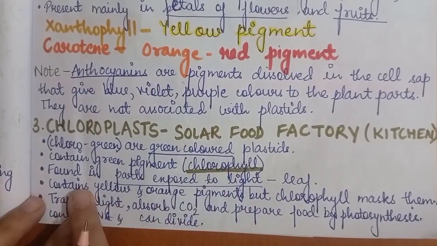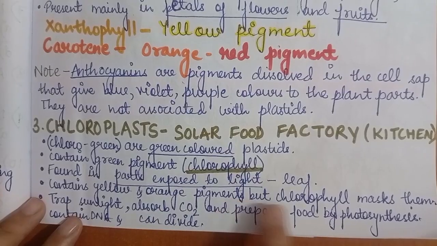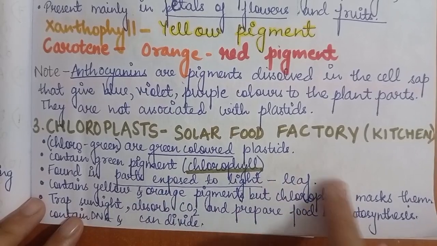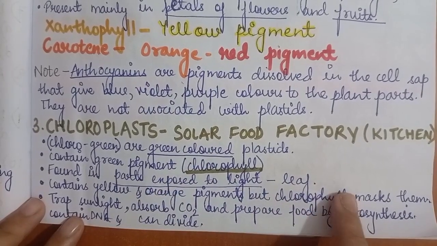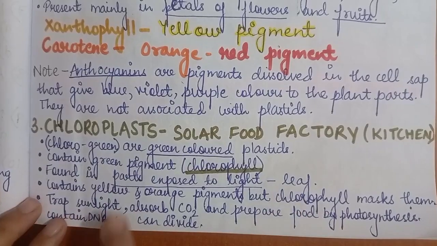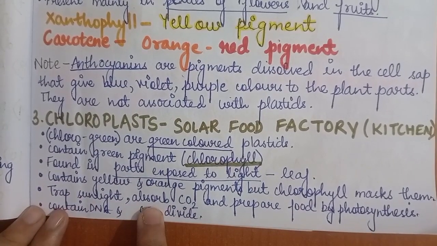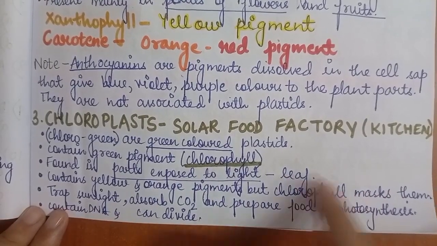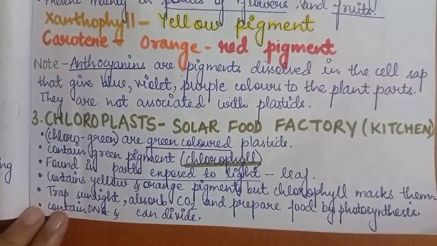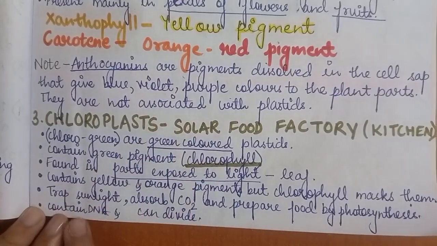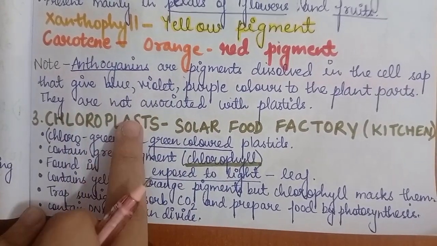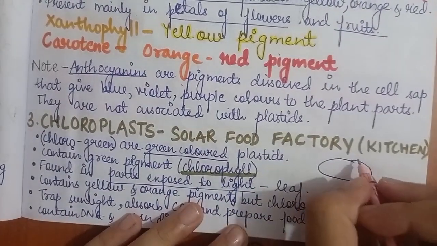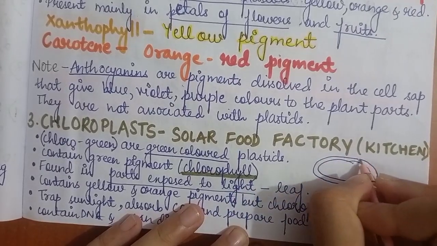They contain yellow and orange pigments also, but chlorophyll masks them, meaning these pigments are present in chloroplasts, but chlorophyll hides them and only the green part is visible. They trap sunlight, absorb carbon dioxide and prepare food by photosynthesis, meaning photosynthesis occurs in the chloroplast only. The chloroplast has its own DNA, and it has the property to divide. See, this is how a chloroplast looks. It is a double membrane structure.